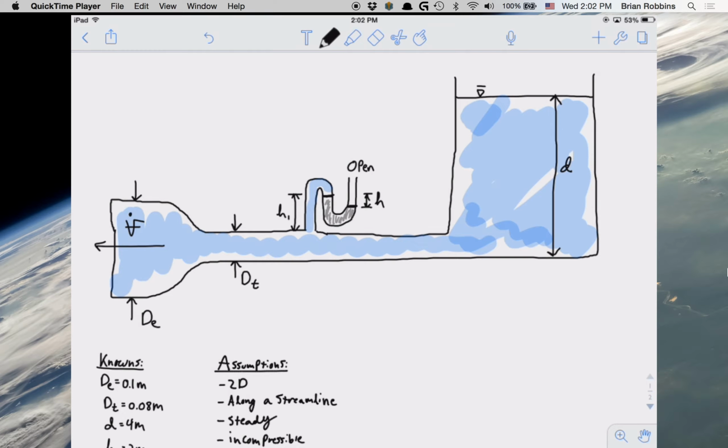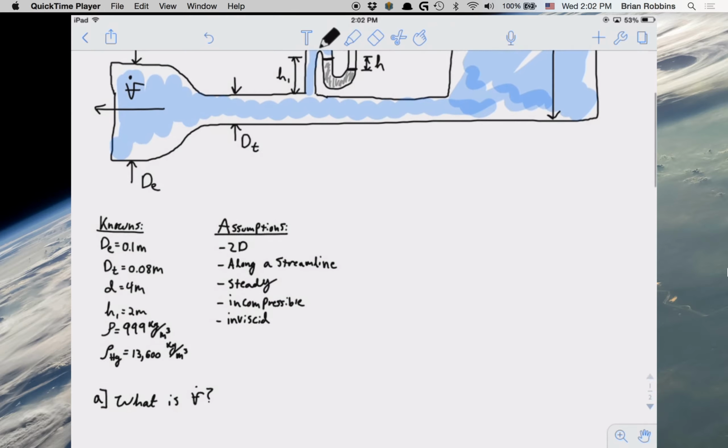Hello everyone. Today we're going to be going over an example problem that pertains to utilizing the Bernoulli's equation. So here we have an example problem in which we have a very large reservoir of water. At the very bottom of our reservoir we have a pipe attached to it. Midway along our pipe we have a manometer attached so we can determine the pressure just below our manometer.